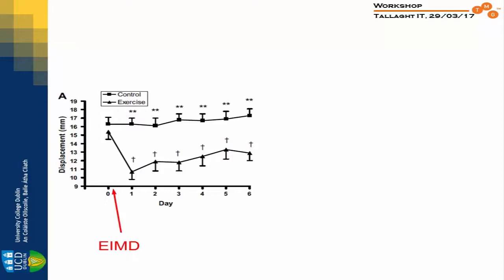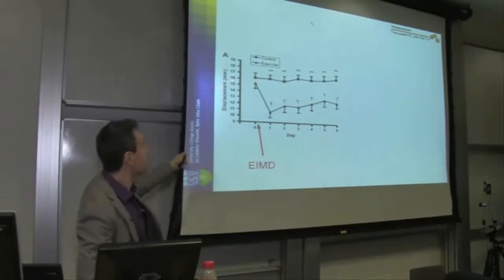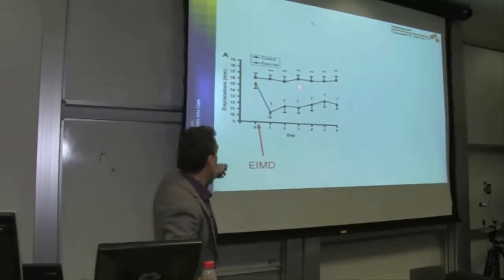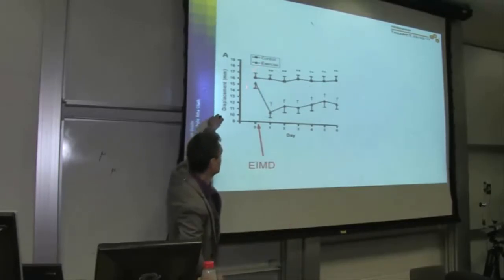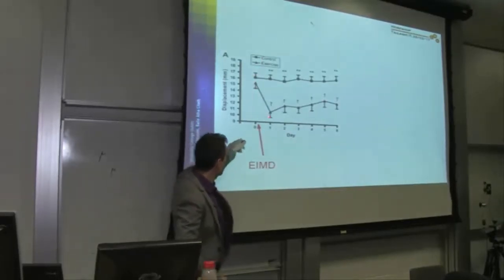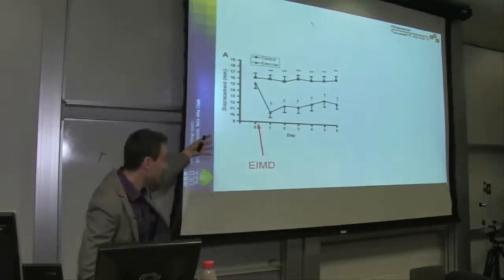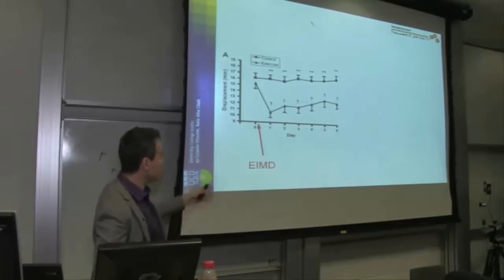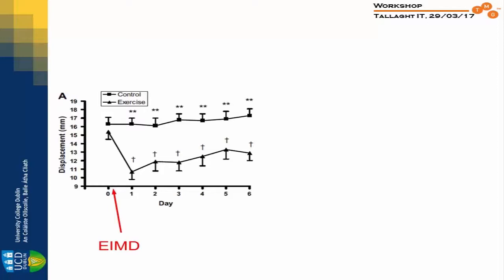So what happened to displacement? Again, one of the parameters mentioned before. Well, you see the control arm there, nothing changes. So let me explain this a little bit better. That's the measurement at baseline. No real difference between the two arms. And then the eccentric exercise was delivered, and then we measured again after 1, 2, 3, 4, 5, 6 days to see the level of damage and for how long it lasted.